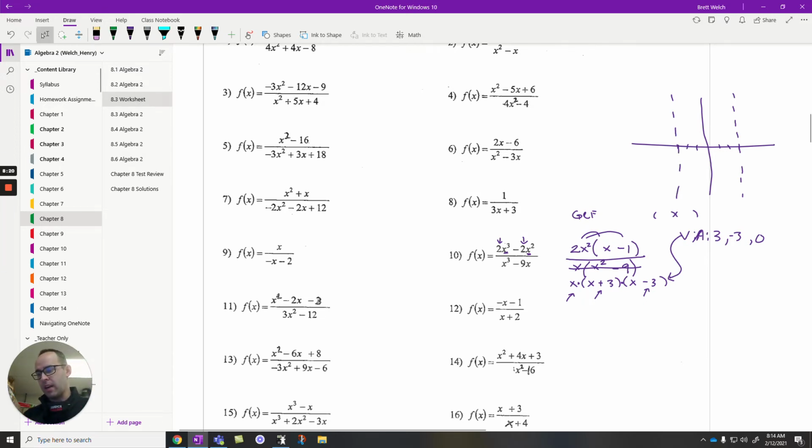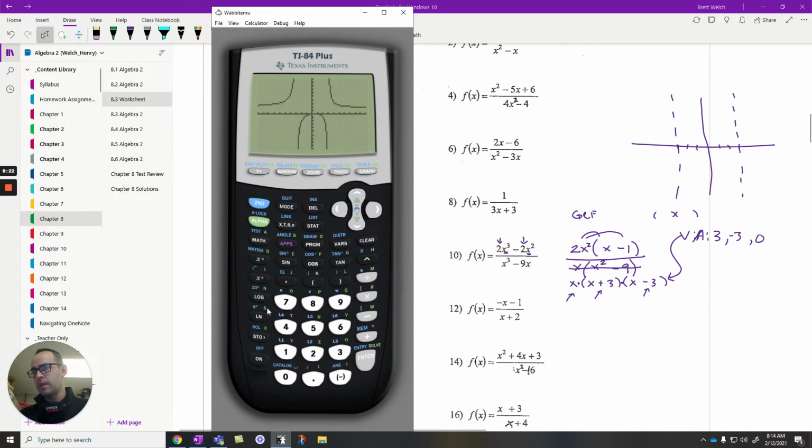If you look back at the calculator, it doesn't look like there's a break at 0 right here, but there is something. It looks like it's hitting the axis. I'm not sure what's happening here.